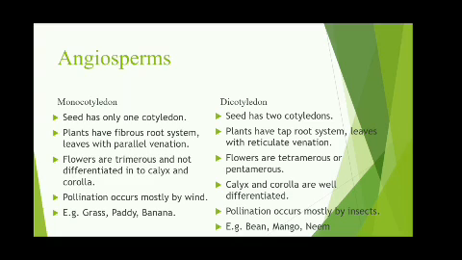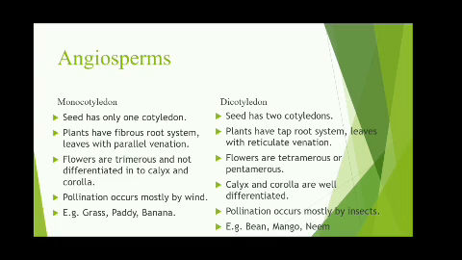Then the flowers are trimerous and not differentiated into calyx and corolla. Trimerous, we have studied already, means it has 3 petals or the petals are in multiples of 3. And the calyx and corolla are not differentiated here. Then the pollination occurs mostly by wind. Example, banana, paddy, grass, etc.